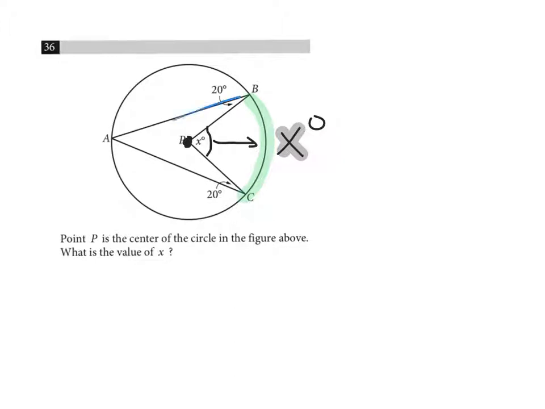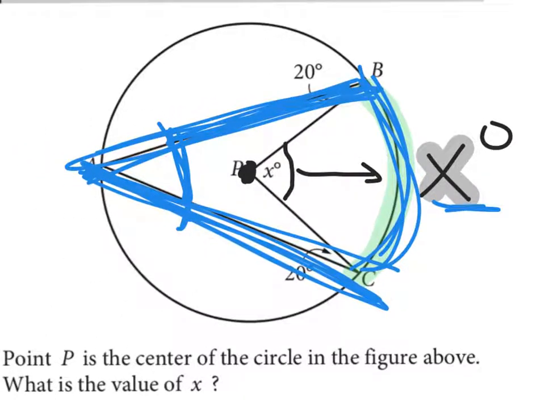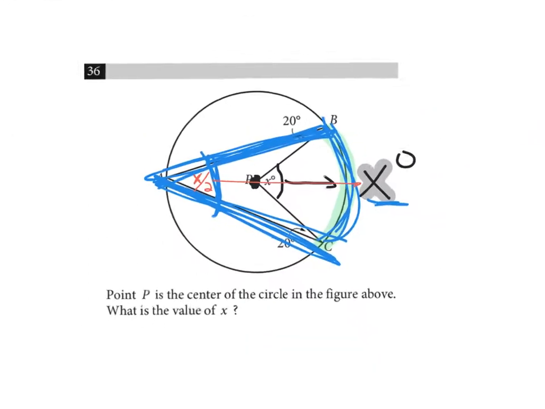Now, angle BAC, this angle, is an inscribed angle, and inscribed angles are half the measure of the arc they intercept. So since this angle also intercepts arc BC, and arc BC is x, then this inscribed angle is going to be x divided by 2, because it's half the arc it intercepts. Now, here's what we're going to do.